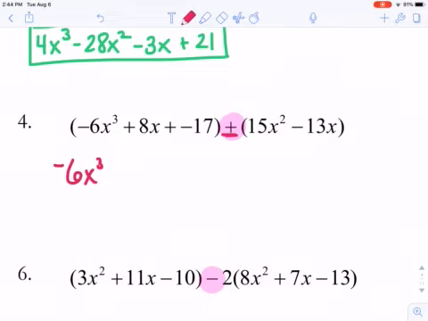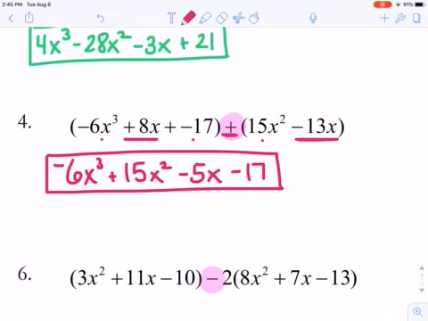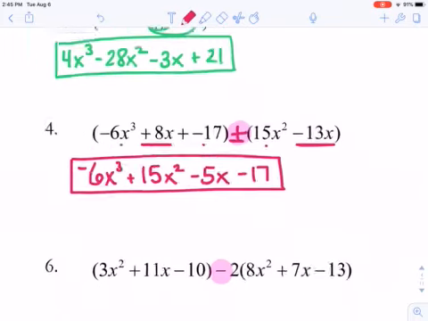Then I look at the next one after x cubed comes x squared. Now I only see that positive 15x squared. The next term I'm going to look at are the x's. So I have an 8 and a negative 13. 8 minus 13 is negative 5x. And then the last term I see is that negative 17. So here again, I never ever multiplied, I never distributed because the sign between the two polynomials is plus. So I'm just going to combine my like terms.